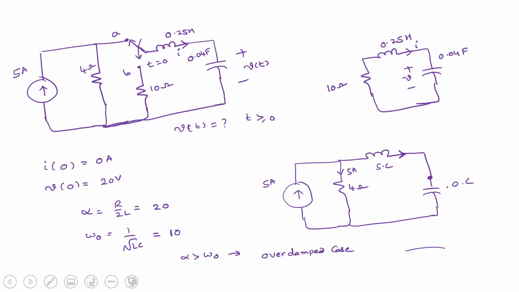If this is the overdamped case, what will be the response of I of t? It will be a1 into e to the power of s1t plus a2 into e to the power of s2t. So what are the S1 and S2 values? Minus alpha plus or minus square root of alpha square minus omega naught square.